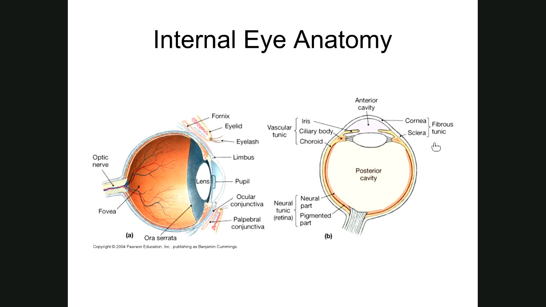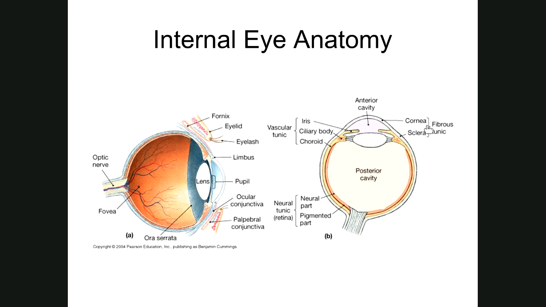The fibrous tunic, over here on the right on this slide, is the outermost layer of the eyeball, which consists of the sclera. The sclera is the white of the eye, and the cornea, the clear transparent surface on the front of the eye. So that fibrous tunic is made up of those 2 parts, the sclera and the cornea.